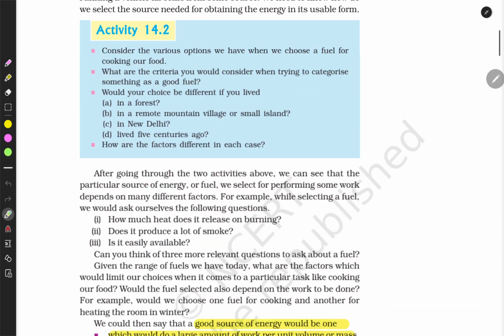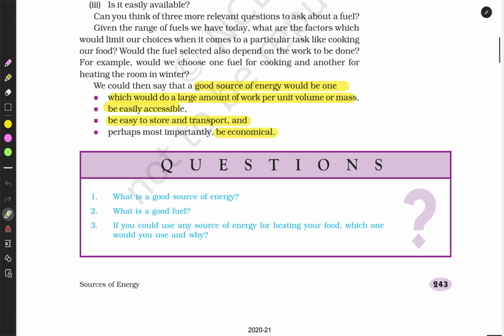A good source of energy can be defined as one which would do a large amount of work per unit. So it should be efficient, and it also should be accessible. It should be easily accessible, and can easily be stored and transported, and also, most importantly, be economical. So all these criteria are needed to fulfill a good source of energy.